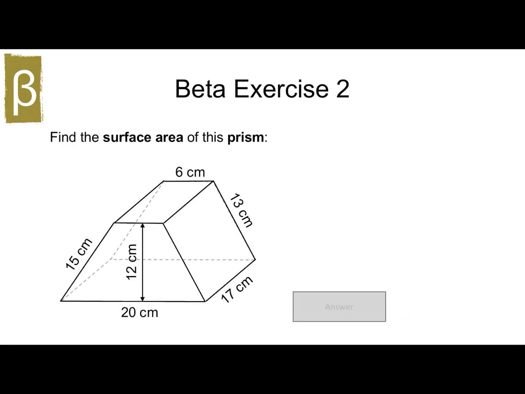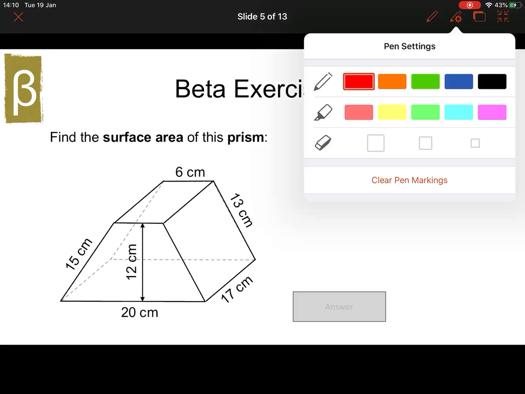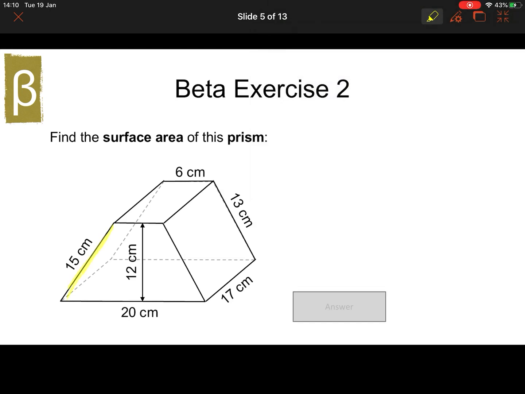Okay, now here is another question. This is another prism. This is a trapezoidal prism, and we've got to find out the surface area. Well, how many faces are there? There are 6 faces. What we've got is 2 trapeziums, the ones I'm doing in yellow, that are actually the same size. That's convenient because it stops me from having to do too much work.